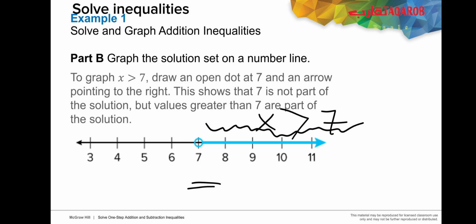Is 7 a solution? No, it's not included in the solution. 7.1, for example, is a solution. 7.000005, for example, is a solution, but 7 is not a solution.